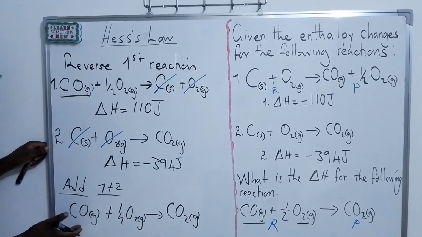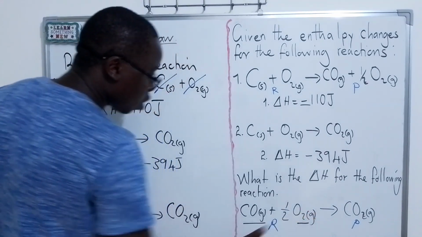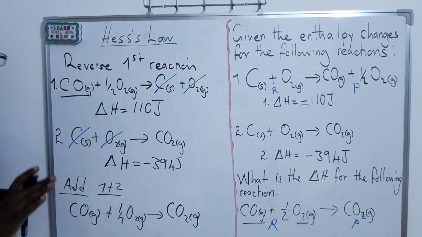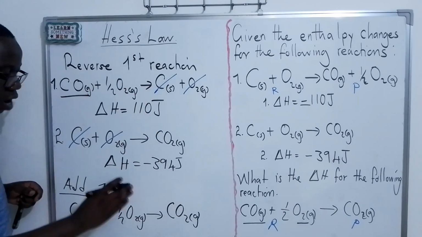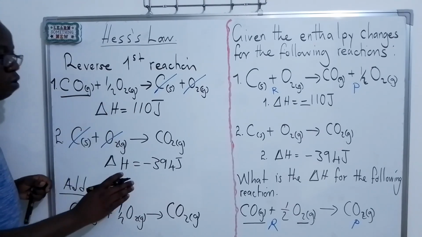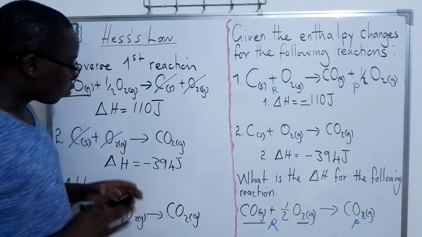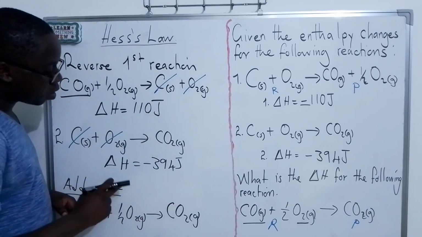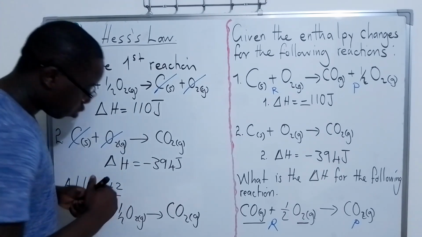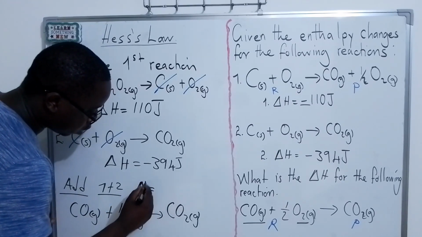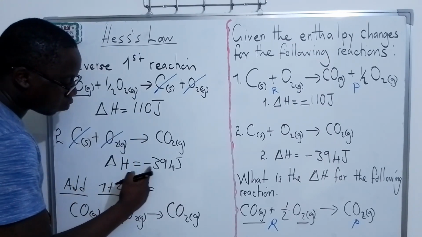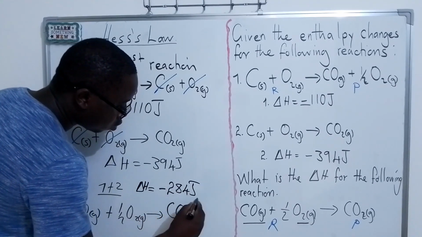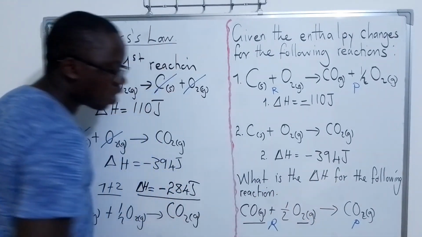Now you notice that what we have here is exactly the reaction that we have been asked about. So if you manage to have an equation which is exactly as the question that you have been asked, it guides you to add the two enthalpy changes. When you add the two enthalpy changes, you'll get the enthalpy change of this reaction. So what is the sum of 110 plus negative 394? It should give us negative 284 joules. So this becomes the enthalpy change of the reaction that we have been given.